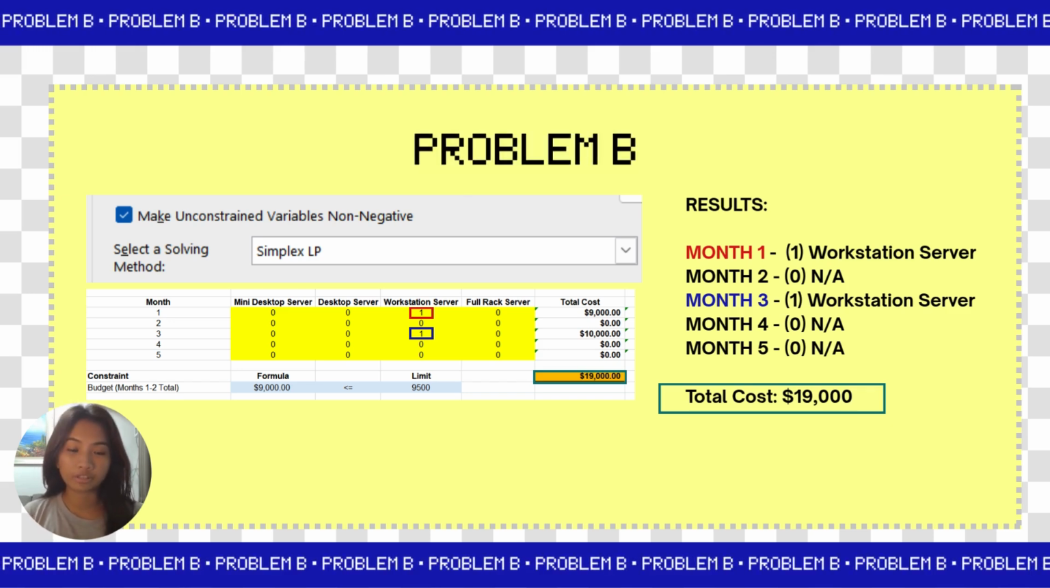Since it was within the discount window of months 1 and 2, the discount of 10%, which is $1,000, applies. Therefore, it is $9,000 instead of the normal cost, which is $10,000.